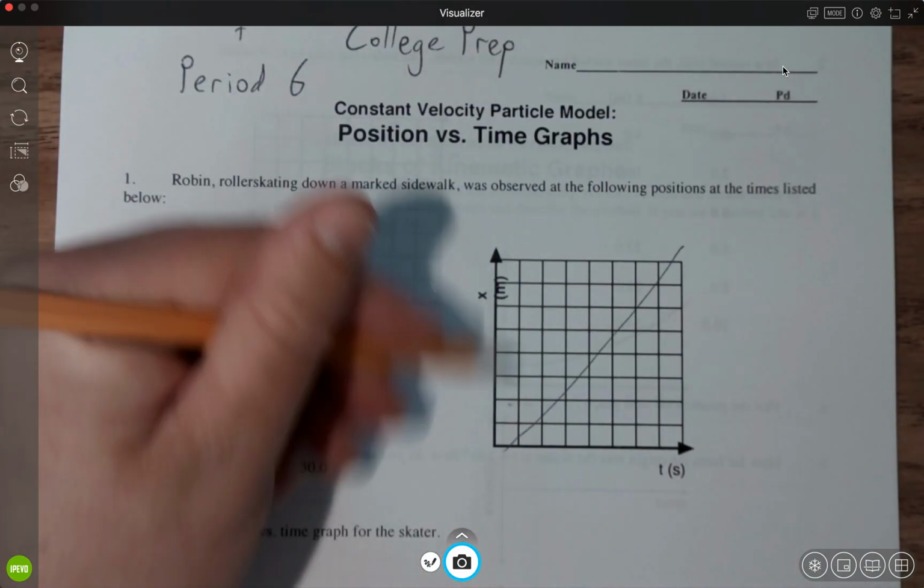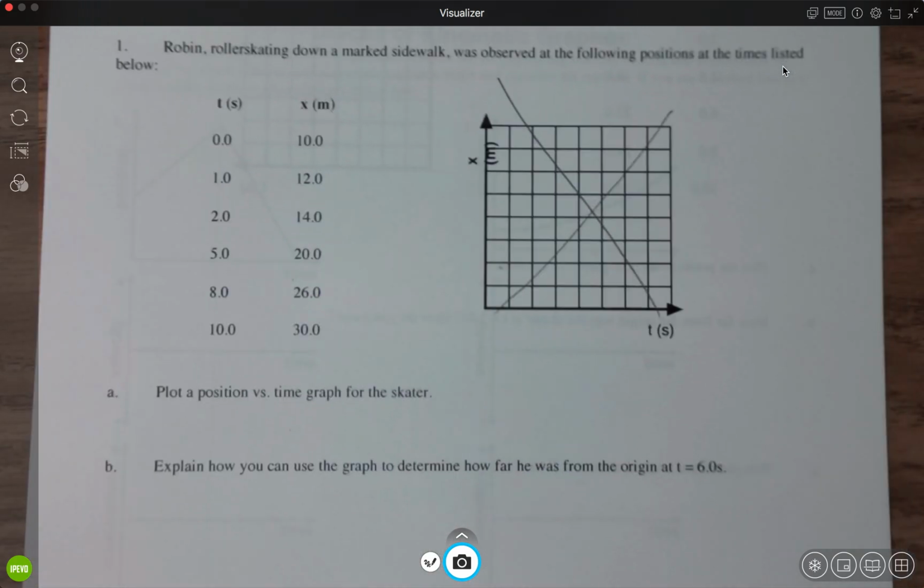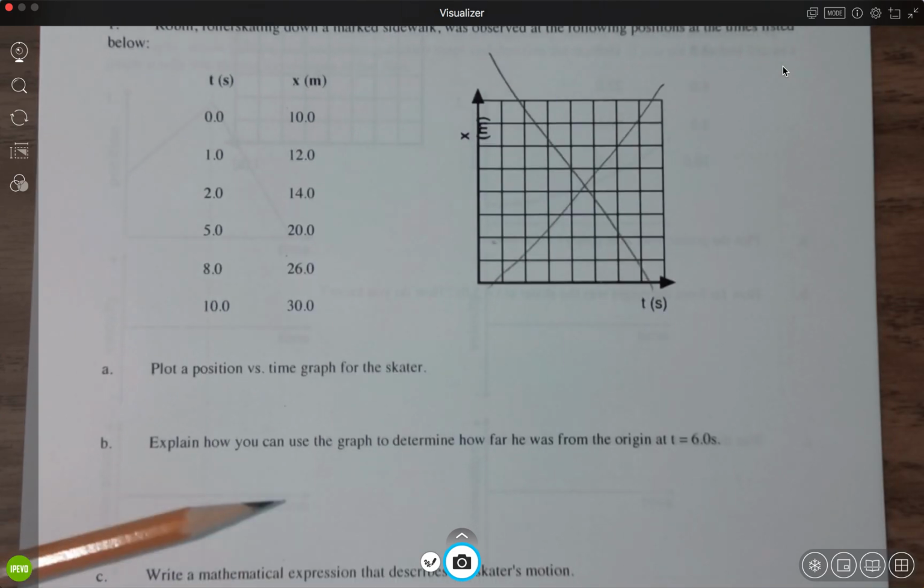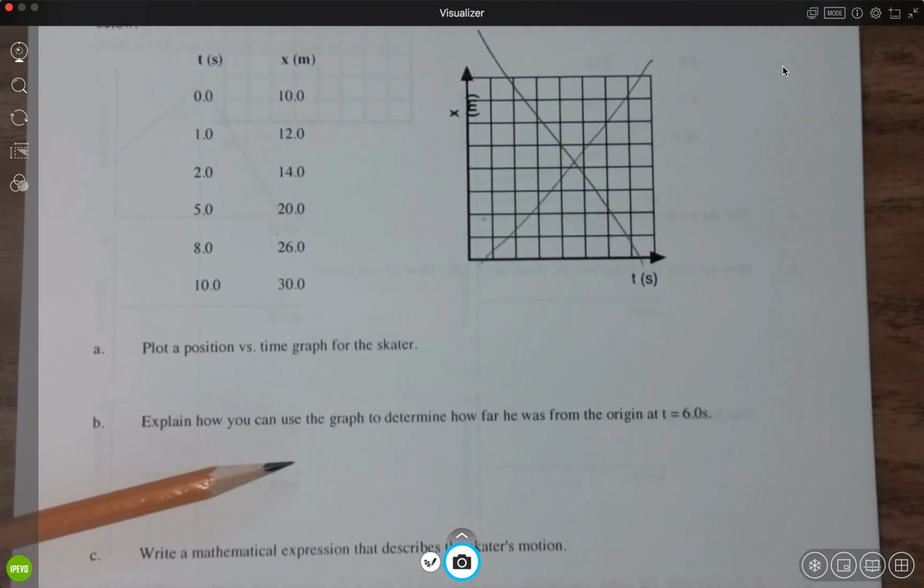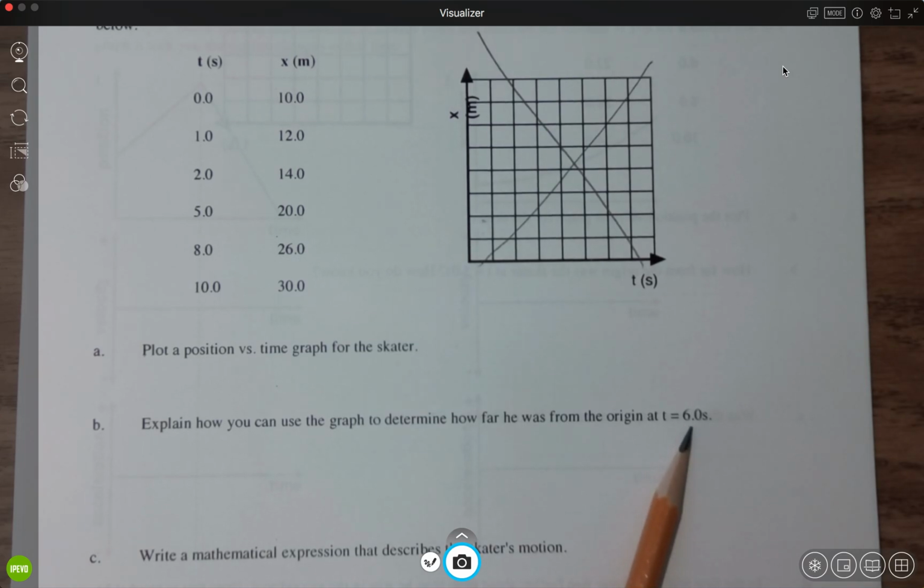So I'm just going to even do this right here. You don't have to cross it out if you don't want to. But what I'm making clear is that we're not plotting the position versus time for this skater. We see the skater's displacement, we see where they are over time. And so we can then explain how we're going to use that graph to determine how far this person was from the origin at time equal to 6 seconds.